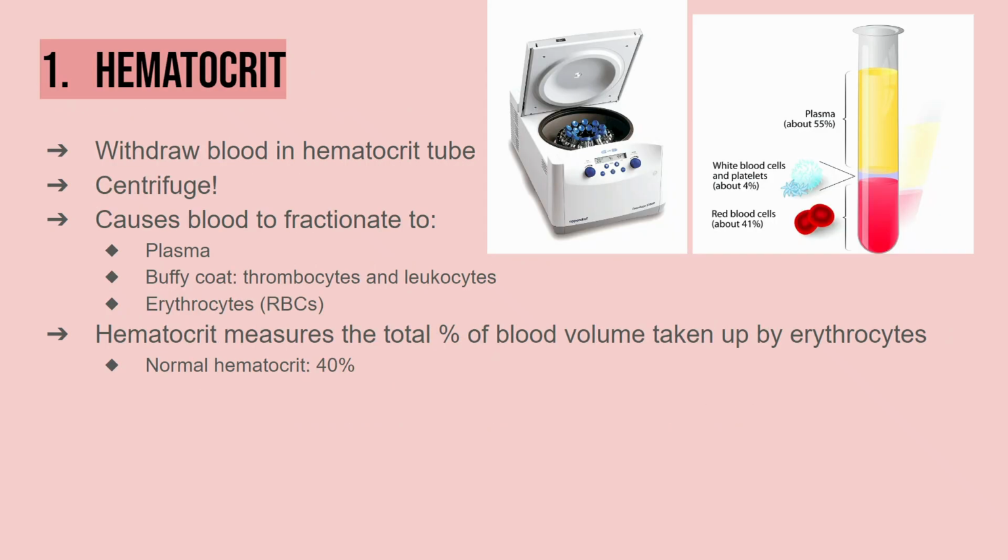So this is how the hematocrit's done. You put it in a tube, and then you throw it in a centrifuge, and then the blood fractions into plasma, white blood cells and platelets, which is also known as the Buffy coat, and then the red blood cells. And the hematocrit itself is just the percentage that is red blood cells. And it's normally about 40%.